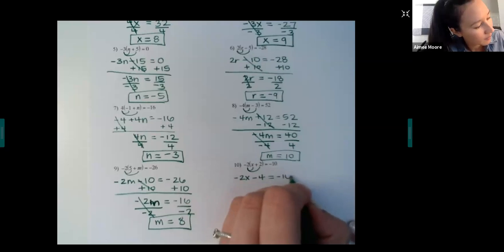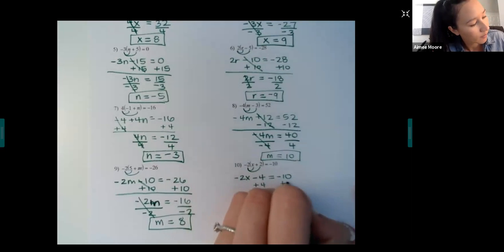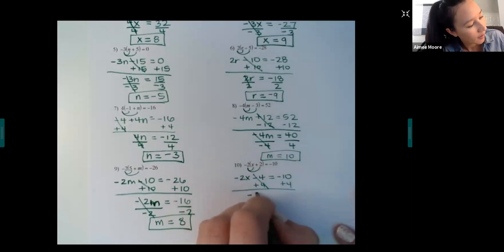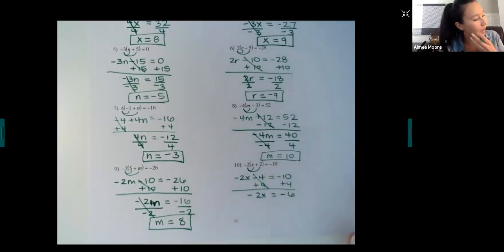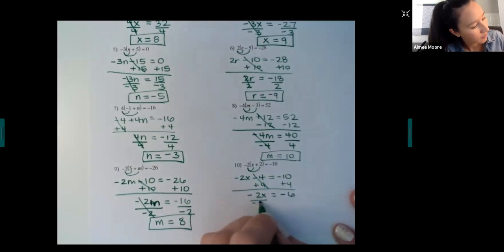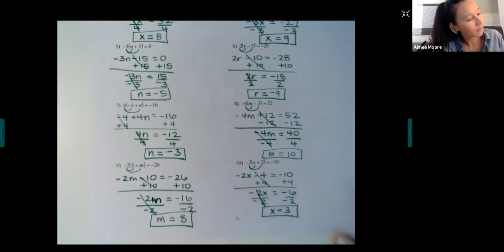So you would distribute -2. So -2x plus -4 equals -10. Good. Excellent. Then you would add 4 to each side. Very good. Then what? And then you would divide by -2 on each side. Yep. And I'll give you 3x equals 3. Wonderful. You guys are solving equations experts.